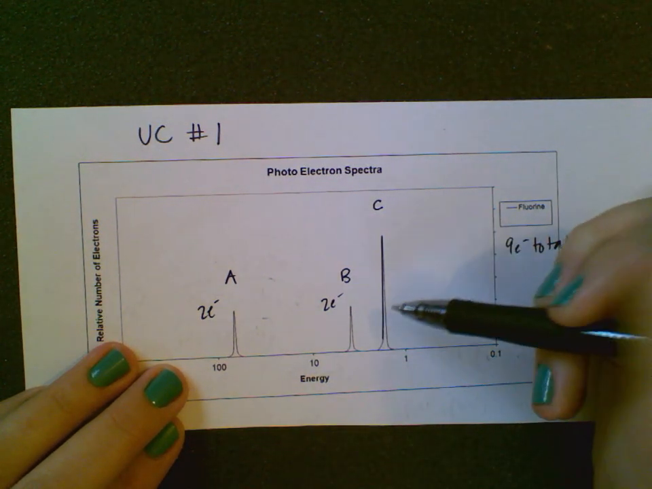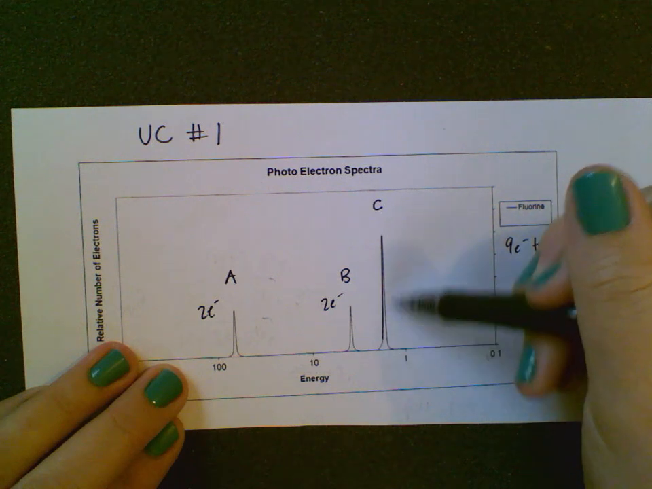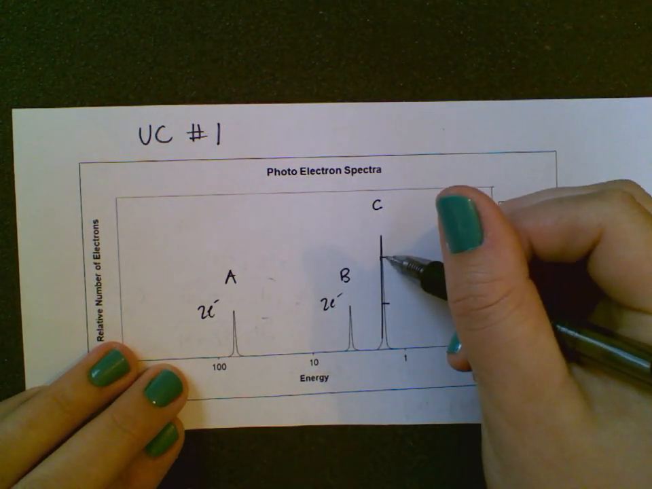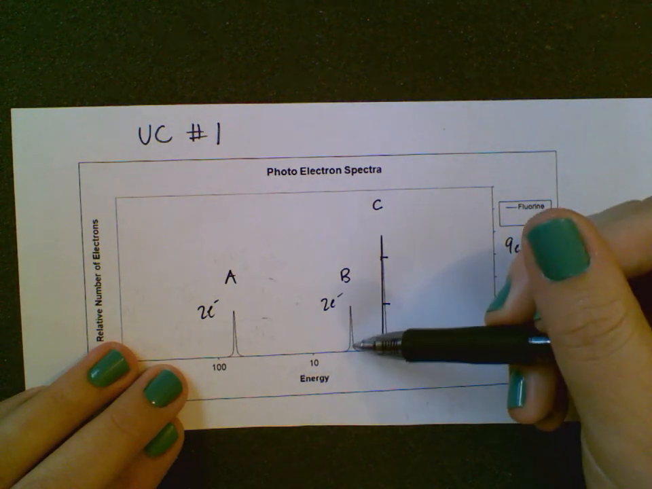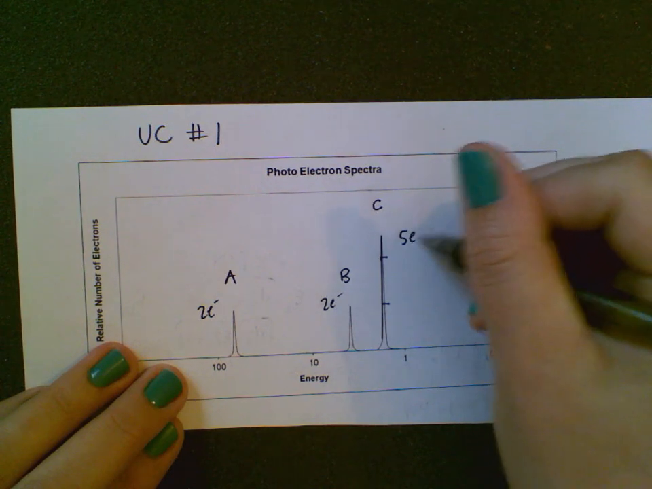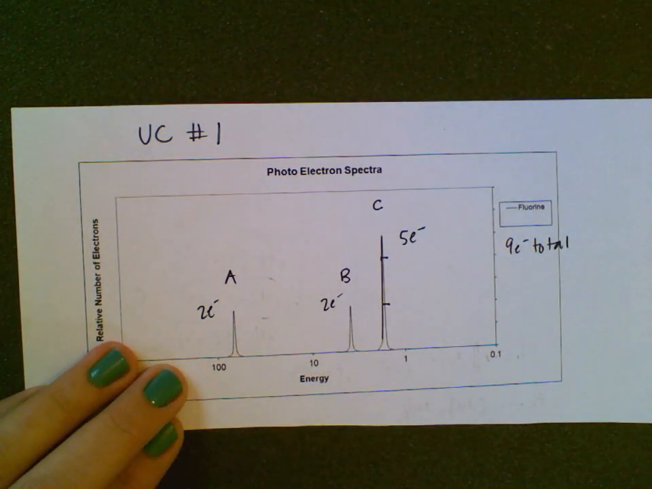So if you look here, this peak here represents another subshell. And if I look at the size of this, it's more than twice the size of peak B for peak C. And so that lets me know that there are 5 electrons in peak C. So hopefully that clears things up.